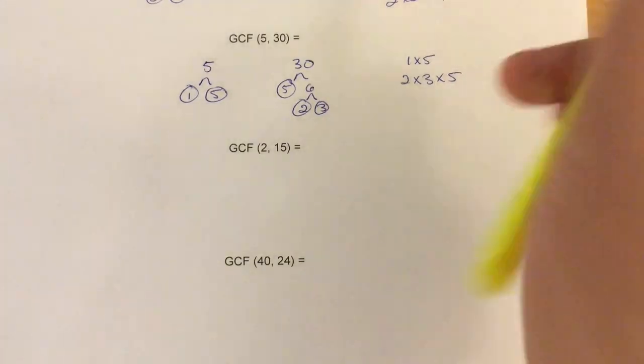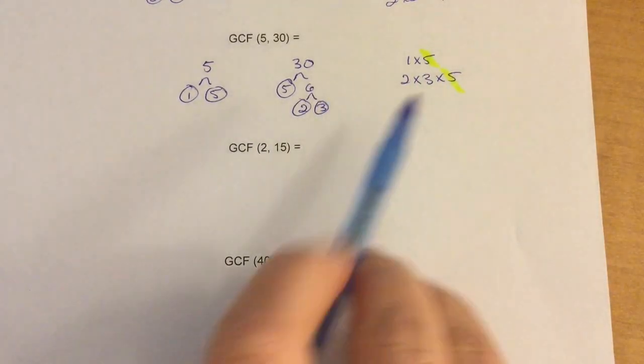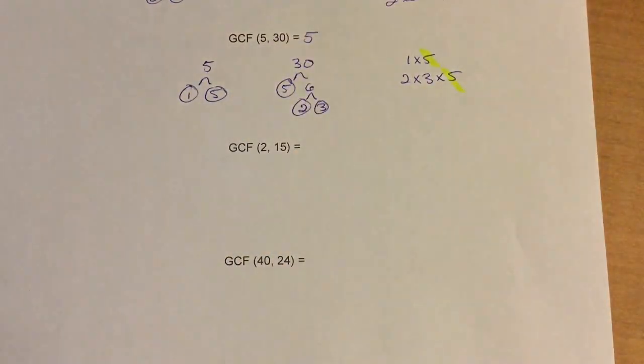So now we're looking for any numbers they have in common. This time it's the 5s. So the largest number that goes into both 5 and 30 is 5.